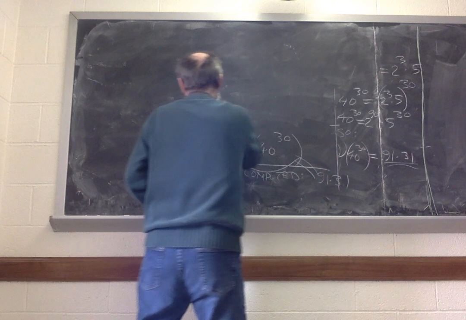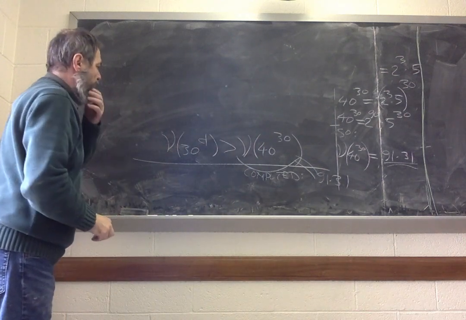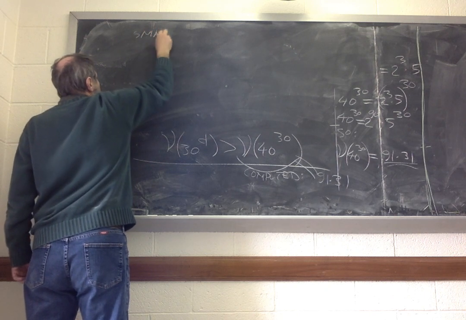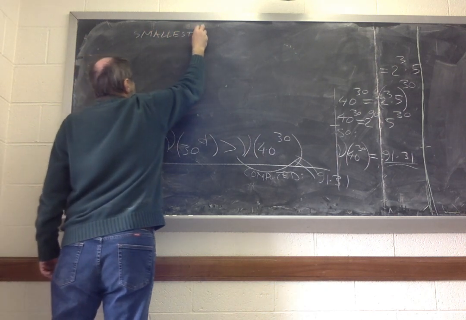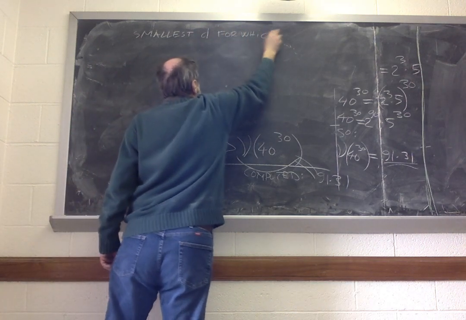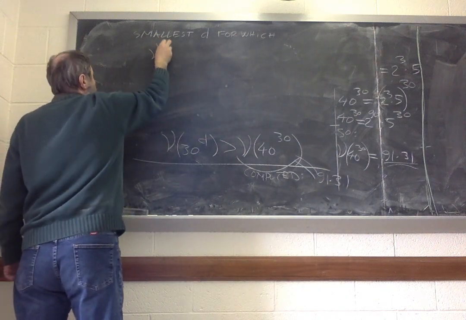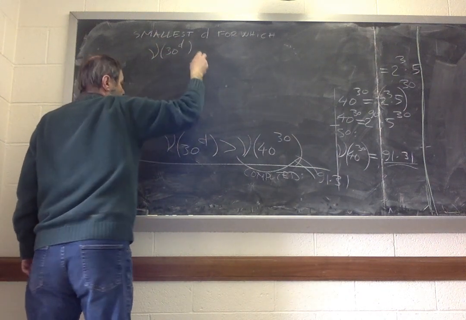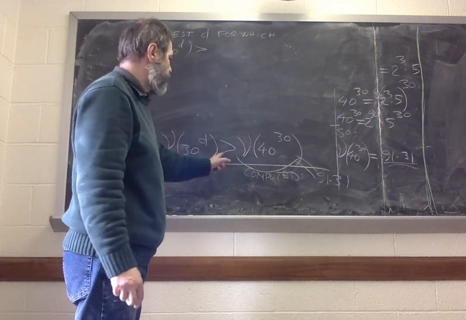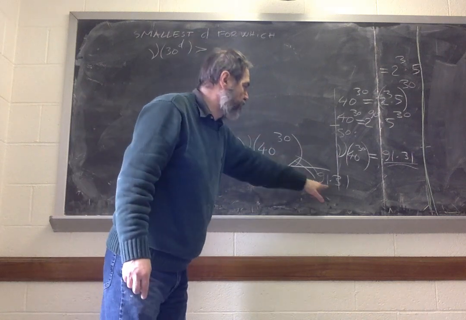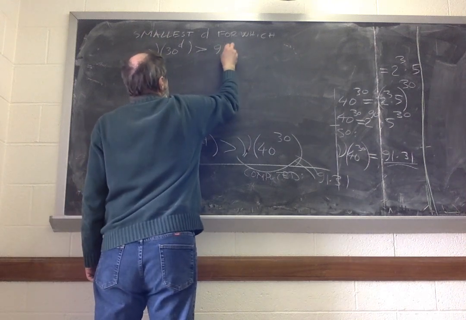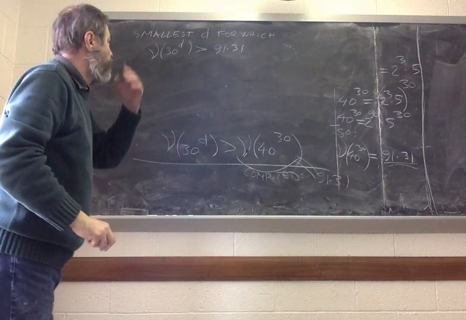Well, that's a more interesting question, perhaps. So I want the smallest d for which this 30 to the d is strictly larger than this number that was already computed and was found to be 91 times 31. Now let's see if we can do it without too much computation.